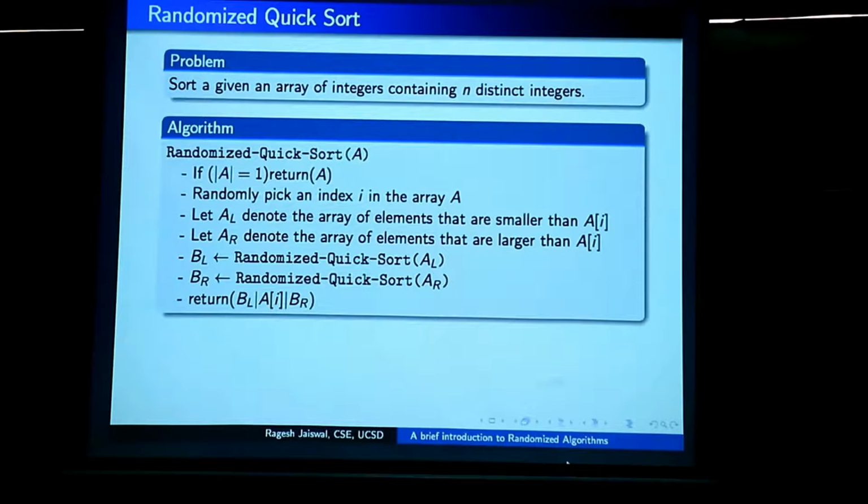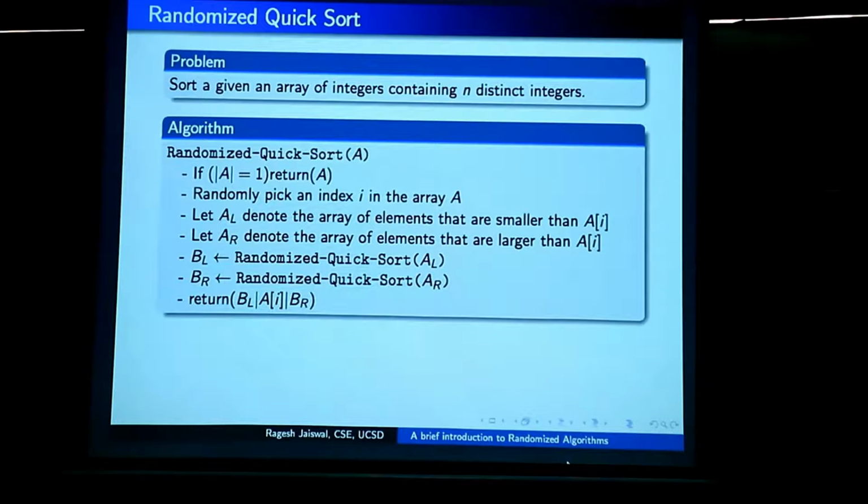The problem is very simple, and I'll make it even simpler. You are given an array containing n distinct integers. You want to sort it. What we will try to analyze is something called randomized quicksort. But before we do that, are you guys familiar with quicksort? Right, so everyone here is familiar with quicksort.